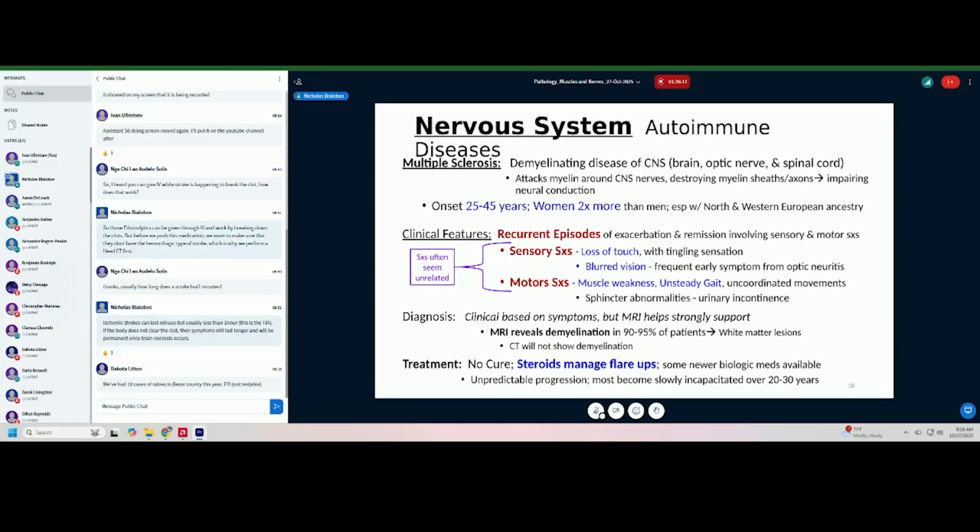But typically after 20 or 30 years, these patients are going to have permanent worsening symptoms. And so the sooner we can get them treated, the sooner we can stop their body from attacking itself, the better off they'll be. But we can't cure this. There's no medication to actually stop this from happening. We just slow the progression.